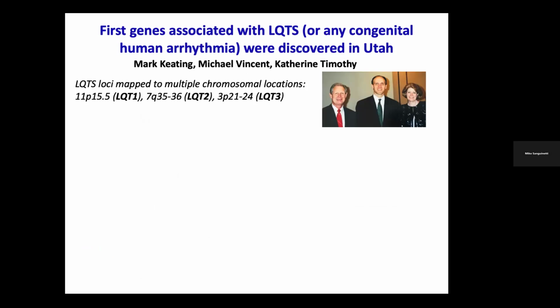And then an amazing period for the University of Utah was in the mid-1990s, when the first genes for long QT syndrome, in fact any inherited arrhythmia in humans, were discovered in Utah by Mark Keating, who led the lab in collaboration with Mike Vincent, a cardiologist, and an amazing clinical coordinator, Catherine Timothy. During this period, long QT syndrome loci were mapped to 3 different chromosomes, chromosome 11, 7, and 3, and based on the chronology, they were named LQT 1, 2, and 3.